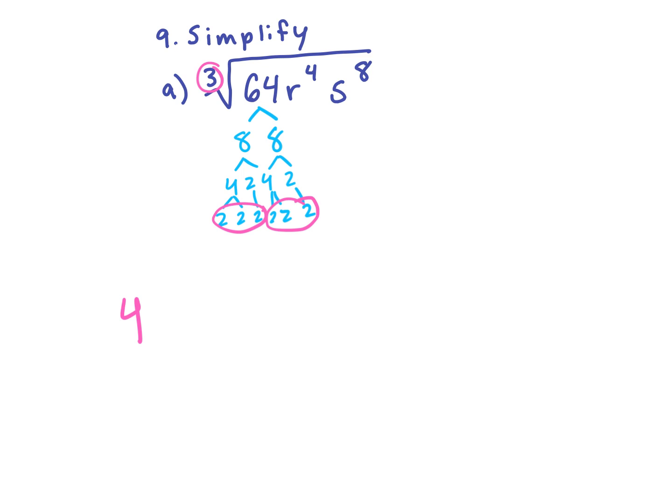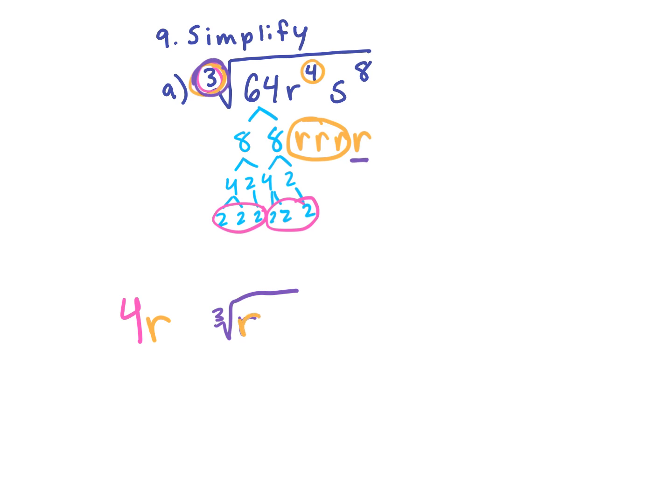So let's do the same thing with the r's. How many r's do I have inside? 4, because it's r to the 4th power. How many am I circling? 3 of a kind. So 3 r's get circled. So how many come to the outside? Just 1, because I only have 1 circle. How many stay on the inside? 1. So I keep the cubed root, because whatever the index is in the question, it has to stay the same in our answer, and just 1 r stays on the inside.